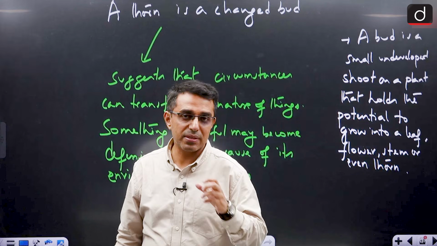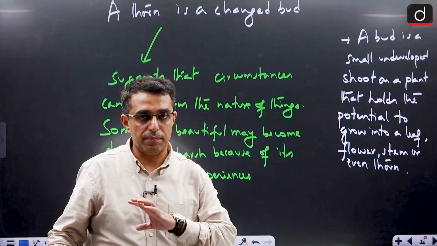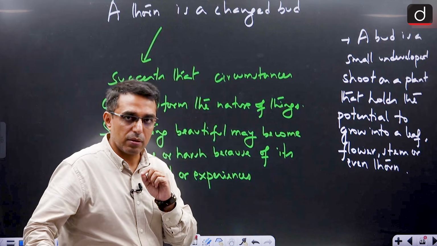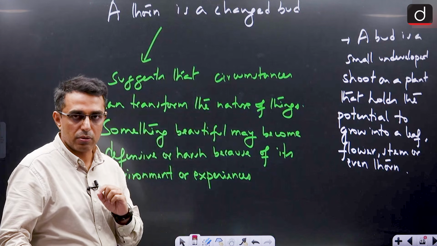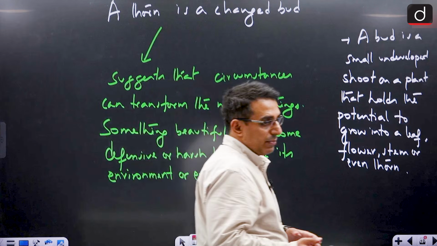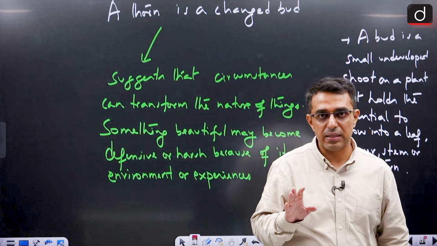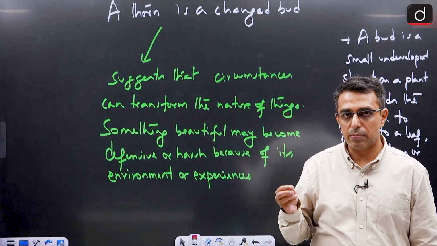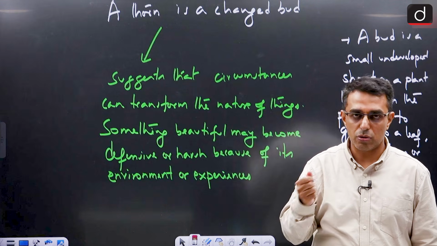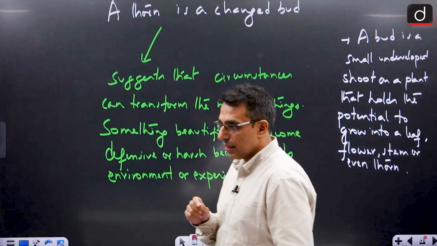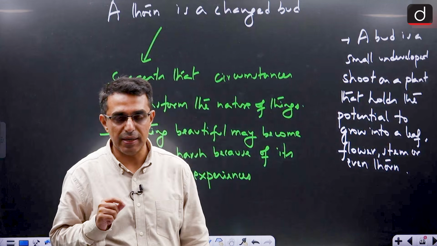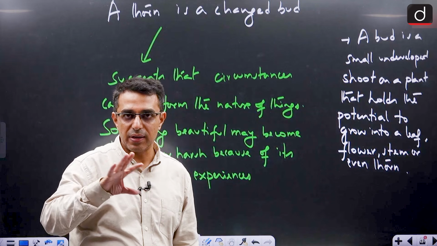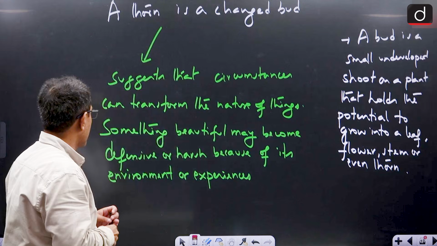Right. So it is the circumstances which transform a bud into a thorn. That is the core idea of this topic. But at the same time, we should not always see it that all the circumstances will turn a bud into a thorn only, and even thorn has its utility, right? It protects the plant also. So we have to look at all sides to make our essay more balanced.